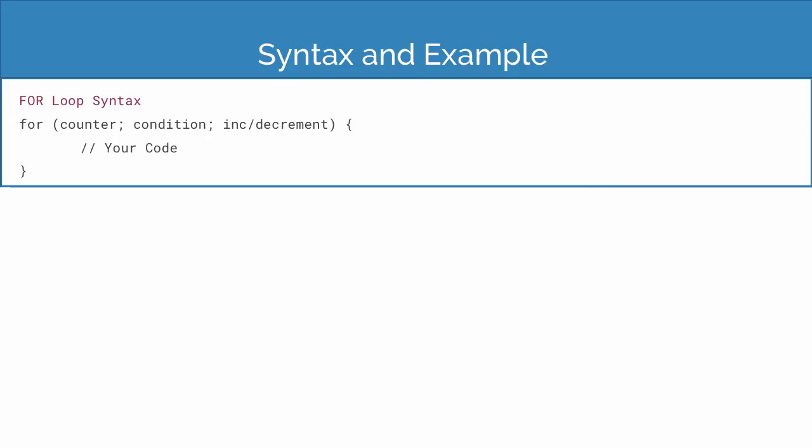So for the for loop, this is basically the syntax. We have the first argument as counter, then condition, and then incrementing or decrementing the counter variable. And then we have to write our code here. So this is the basic example of the for loop in Java.